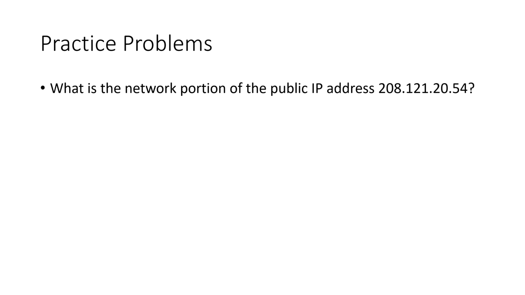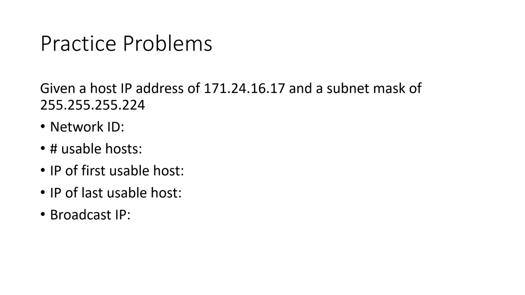What's the class of this IP? Is it class A, class B, or class C? And then you have a default subnet mask for each of those classes. Look at the default subnet mask, and it will tell you what the network portion of that public IP address is. So hit pause, look it up, and come back with your answer. Well, what'd you get? 208.121.20, the first 3 octets. That's the network portion of that public IP address. Let's move on to the next one.